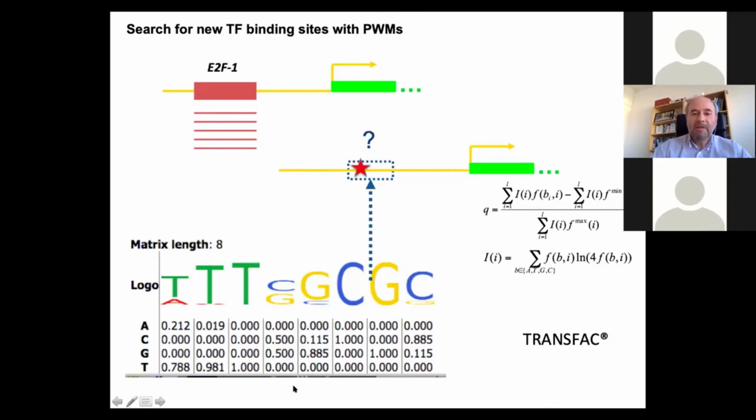But what happens if a particular position in this place is changed? We see that in one case it was T, and then it's changed to G. Then immediately, using the same matrix, we can calculate a new score of that position. If we see a drop of the score, for instance, if the new score after this change is much lower than the original score, we can say that this site was lost.